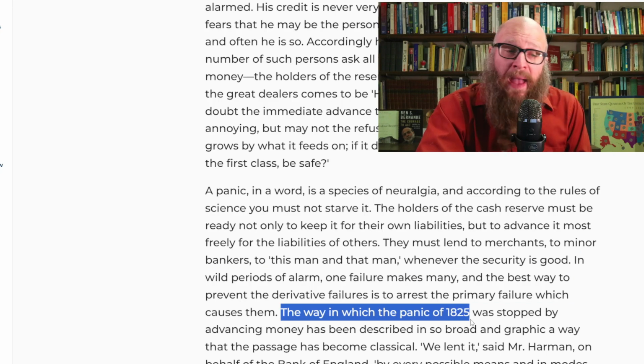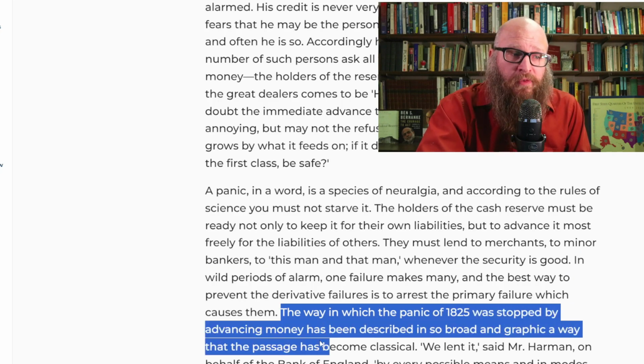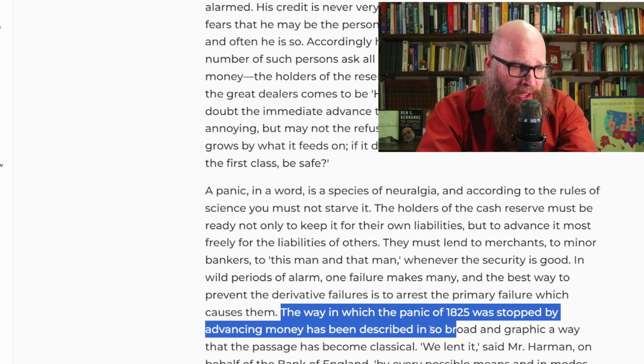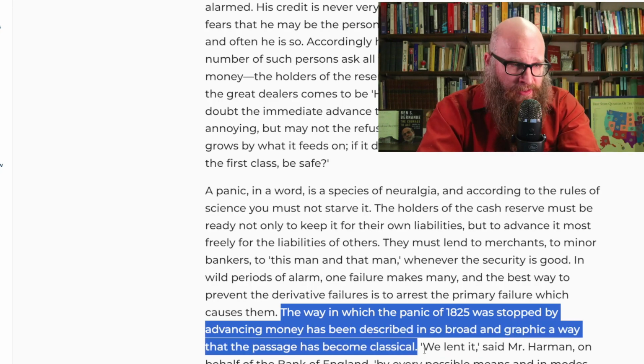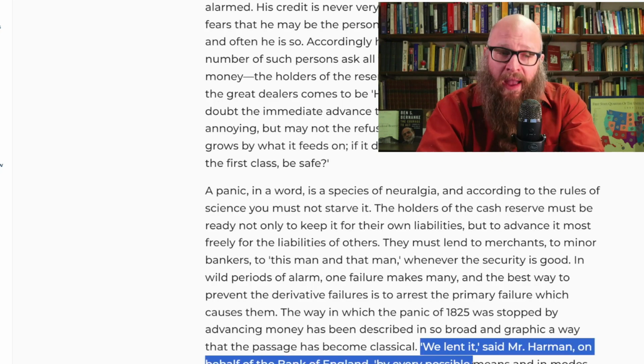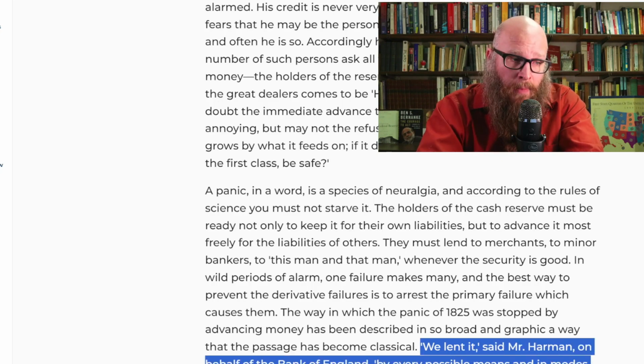The way in which the panic of 1825 was stopped by advancing money has been described in so broad and graphic a way that the passage has become classical. We lent it, said Mr. Harman on behalf of the Bank of England, by every possible means and in modes we had never adopted before. And then he goes on.